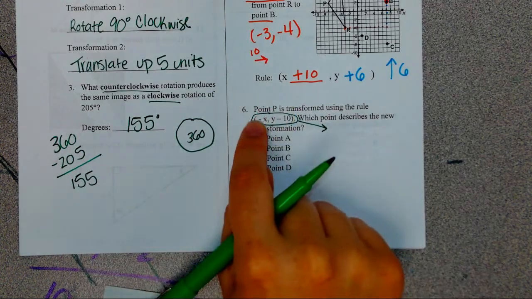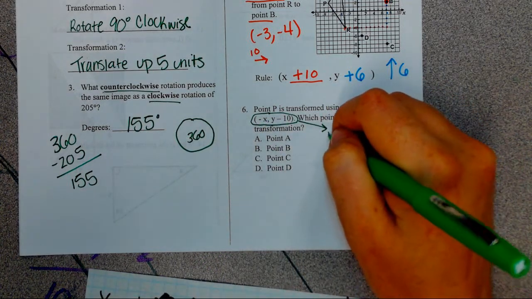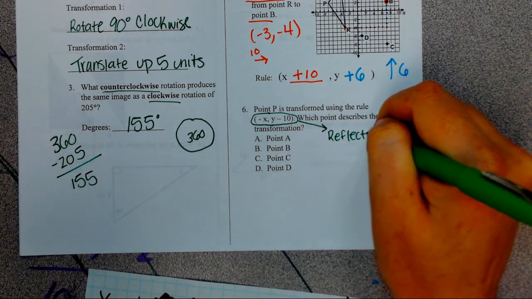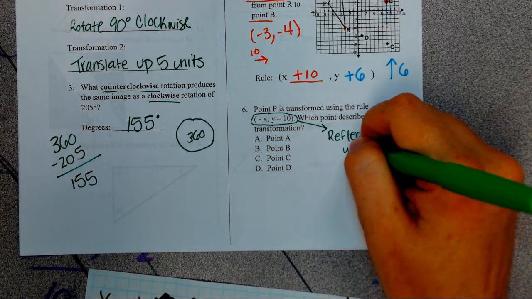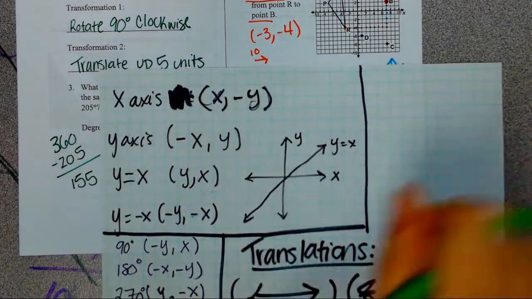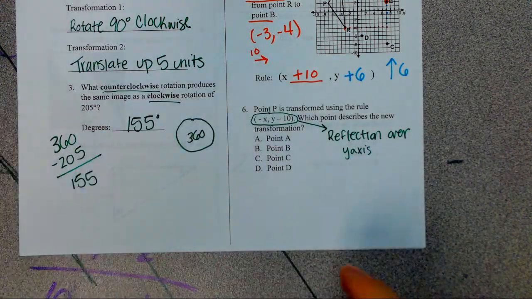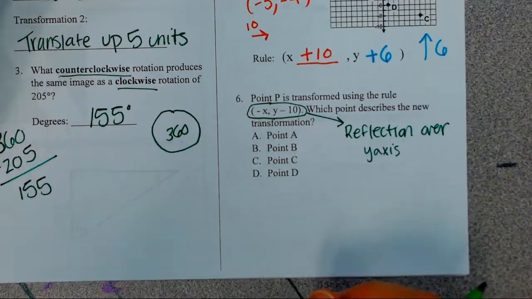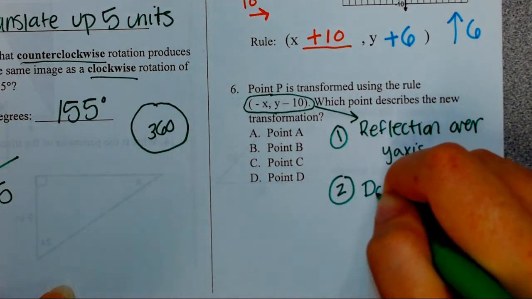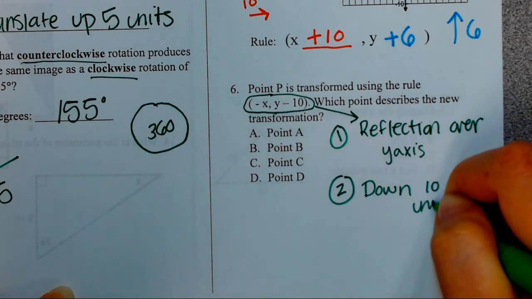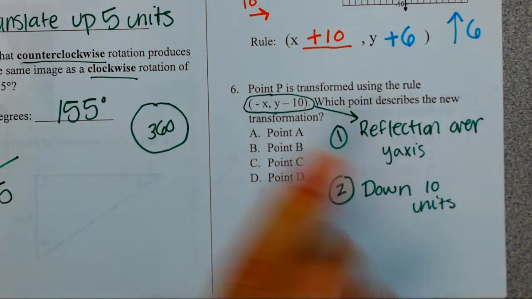So if x has a negative in front of it, but y is positive, that means this is a reflection over the y-axis. Negative x, positive y, that's a reflection over the y-axis. So that's the first transformation that happens here. The second one is that it goes down 10 units. So we need to take point P and do these two transformations.